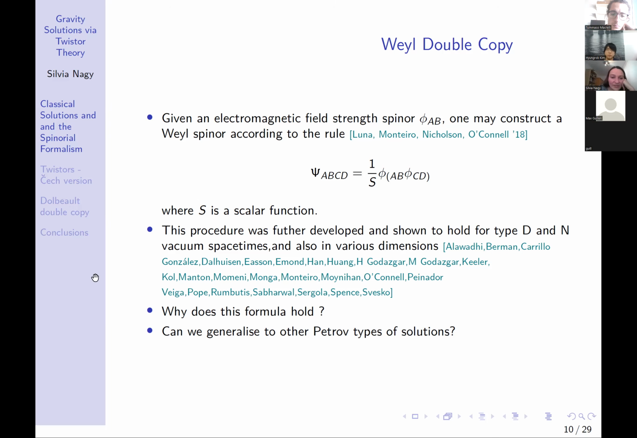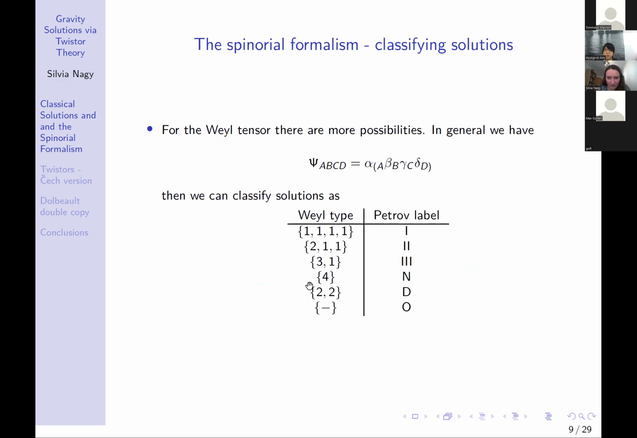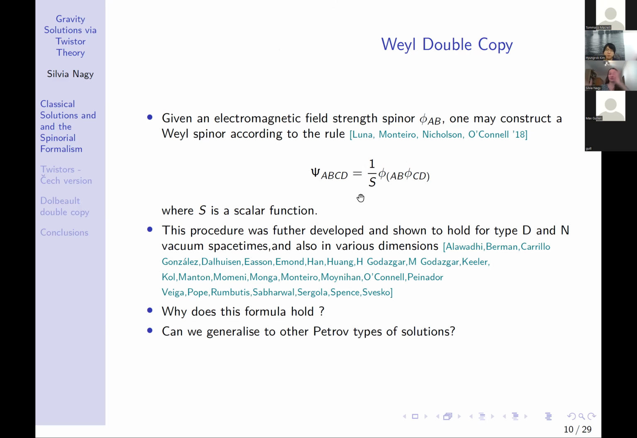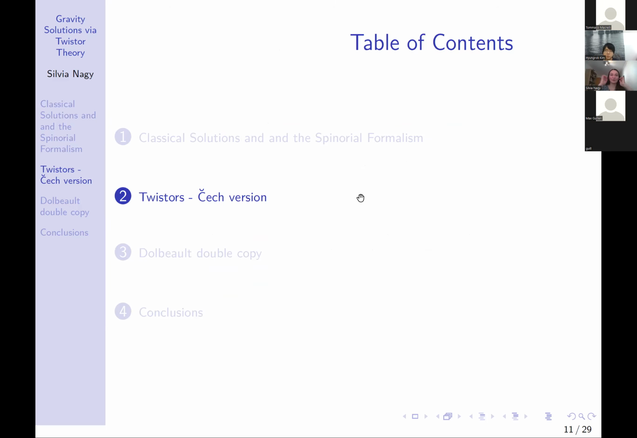Some questions one might ask immediately are: why does this kind of formula hold? It's not immediately obvious from other formulations of the double copy why this type of formula should be true, and how could we generalize to other Petrov types? For type D and N, as I was showing you here, these have quite a lot of degeneracy. But if I wanted a more general thing like this, could something similar to the Weyl double copy exist? To try to answer some of these questions, it helps now to go to twistor theory.